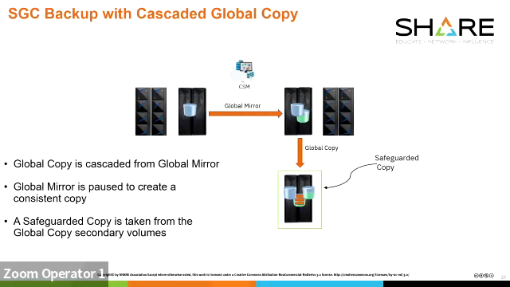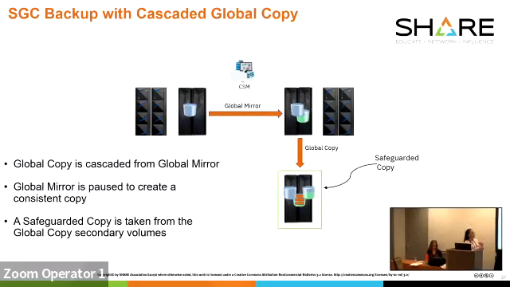In that physical isolation, you'll have Global Mirror, and then you'll have Global Copy going to that safeguarded copy box. In order to create the safeguarded backup that is consistent, what we'll have to do is pause Global Mirror, wait for the data to drain, and then we can create the backup.